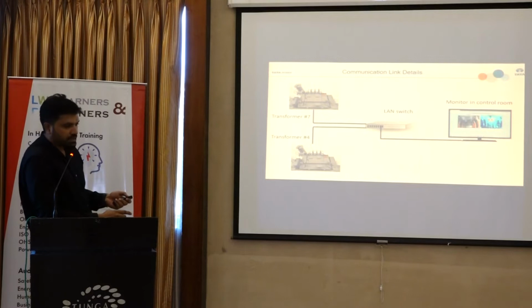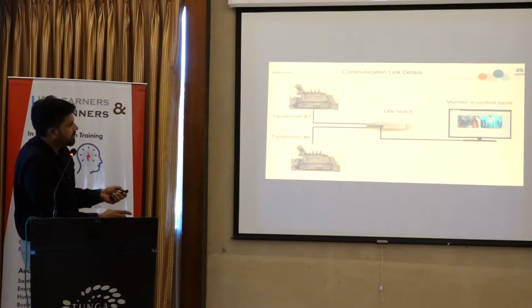The communication part of it: the transformer cable box, all the sensors and cables we are covering, brought to a small processor, and from the processor we laid a Cat5, Cat6 cable, and it comes to a communication switch, and from the communication switch it goes to the control room for the user to monitor.